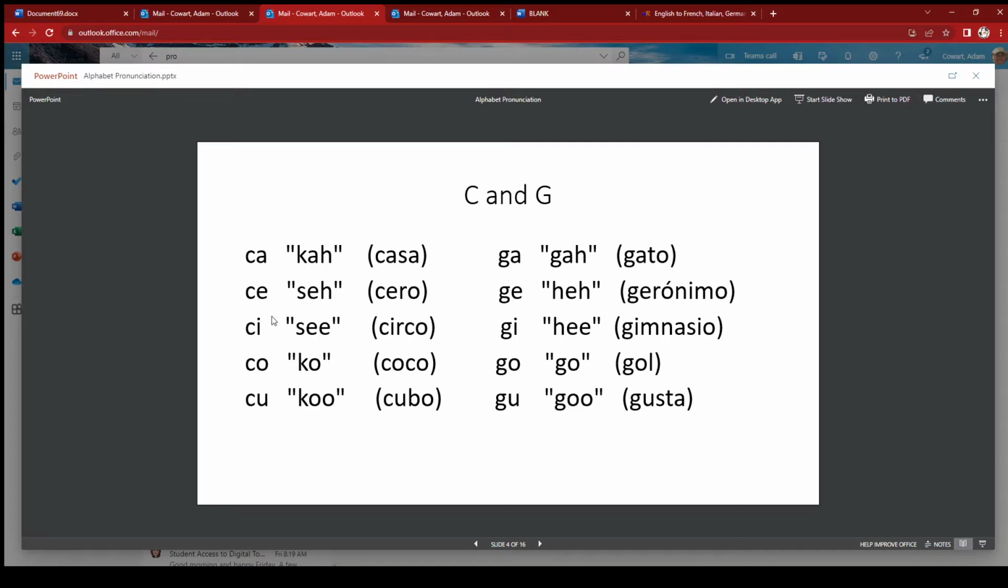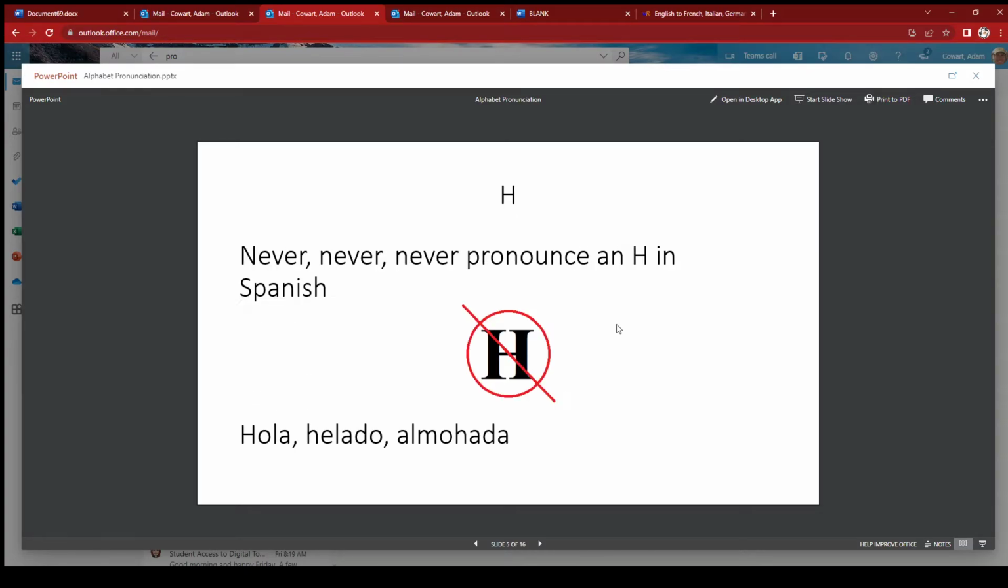So we have ga, he, go, gu. Ka, se, si, ko, ku. And again, this all comes to practice. You'll be fine. Now H, here's a big one. Never, never, never pronounce an H in Spanish. Okay? If you see it, know it's there, but you don't pronounce it.